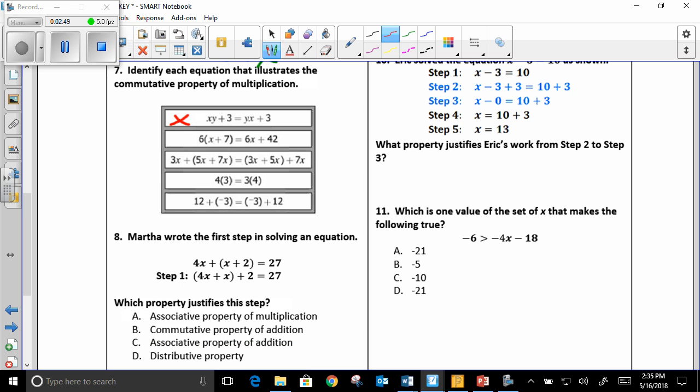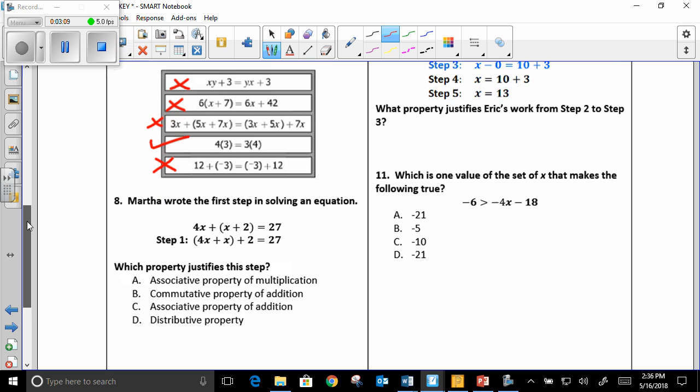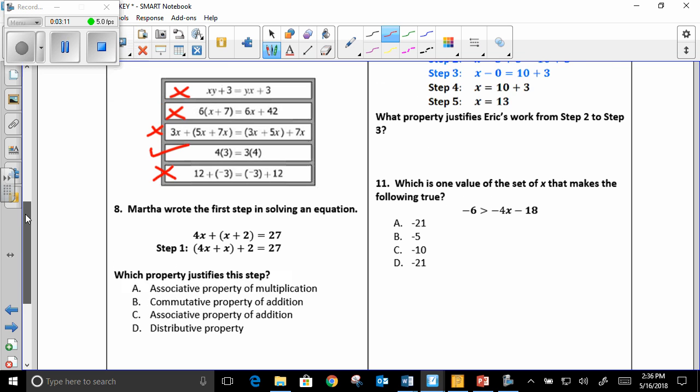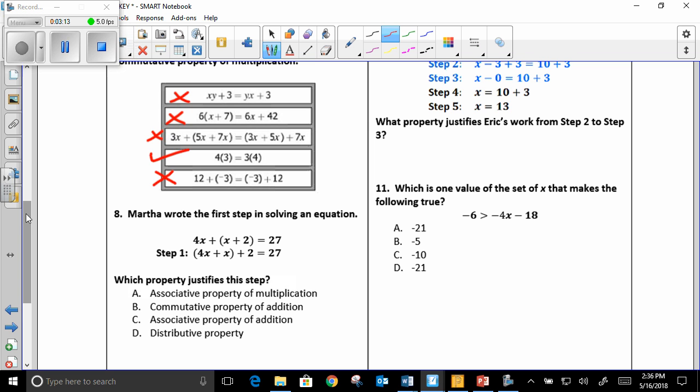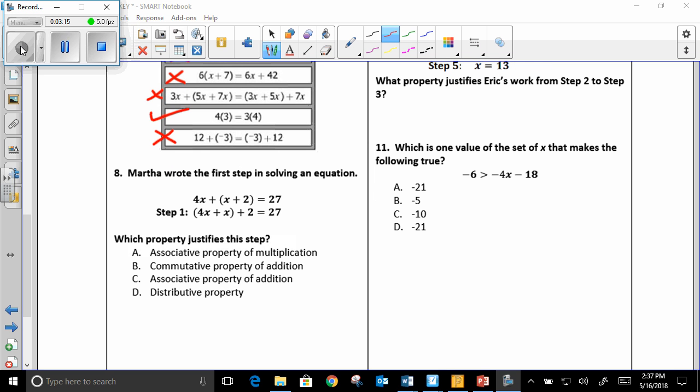Well, this one is addition, so it can't be that one. This looks like the distributive property, correct? Let's see. This one looks like the associative property. That looks like it's correct. And this is not correct because it is addition. Number 8. Which property justifies this step?